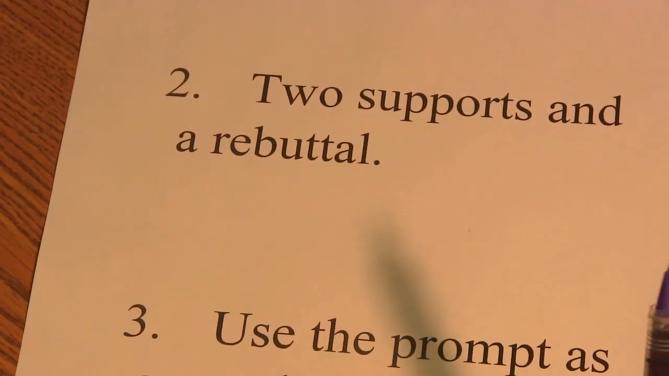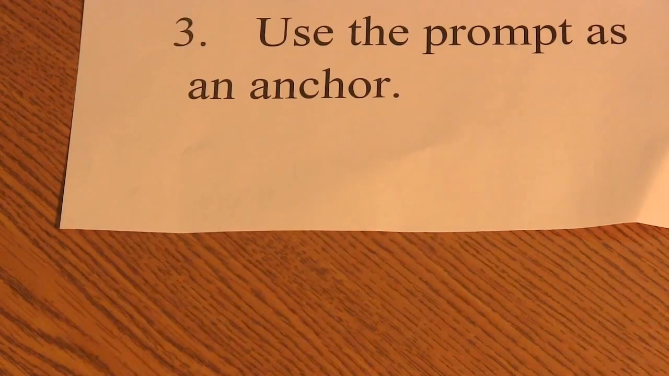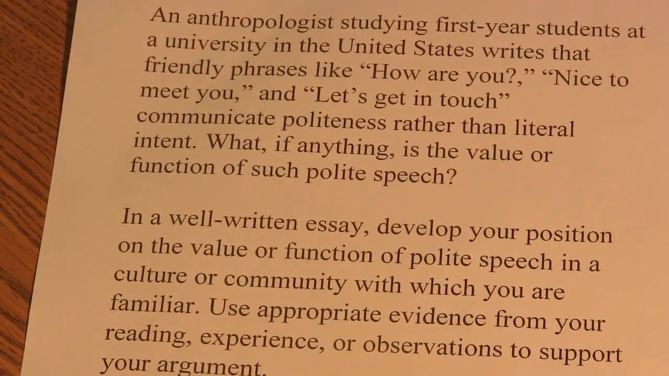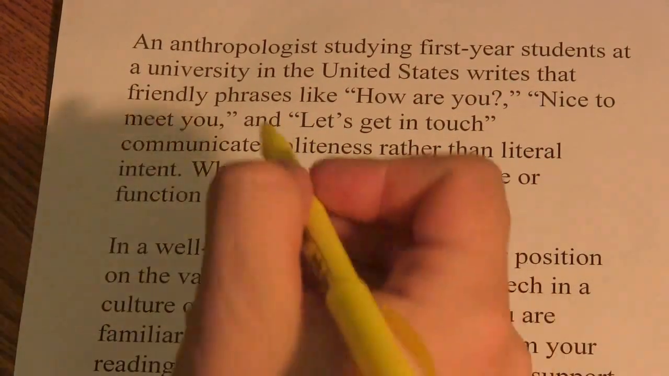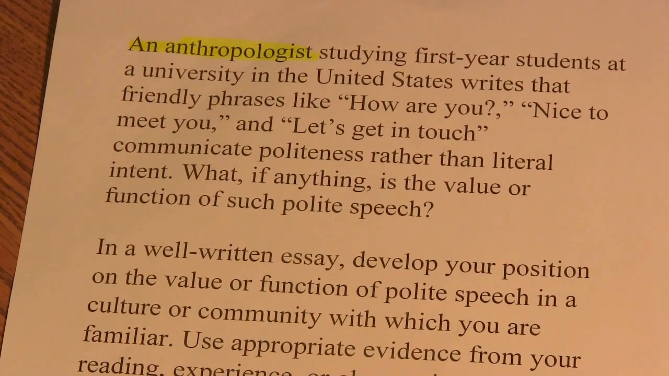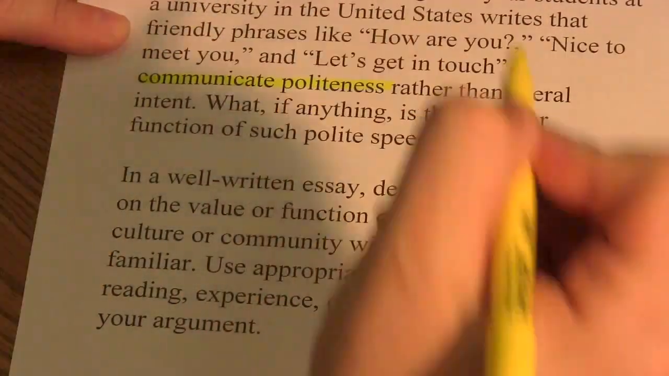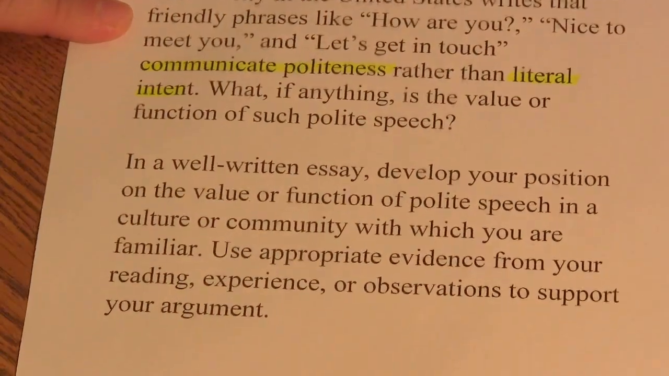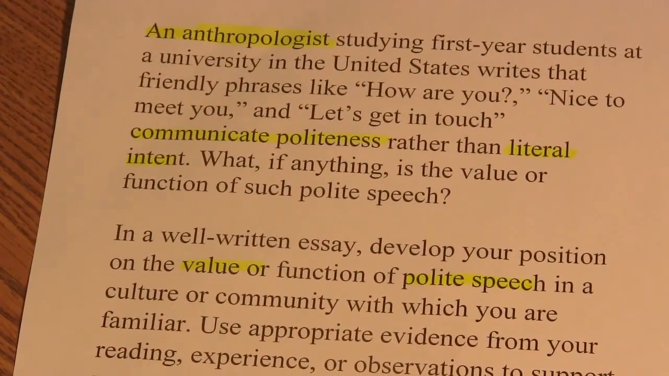So now you have your two supports and a rebuttal. And you've already written your intro paragraph. Now, the third part, and this is really where it ties all together, is this idea of using the prompt as an anchor. And what I mean by that is very simple. You want to make sure as you are reading the prompt that you are picking out certain words and phrases that you can refer back to. So this prompt is unusual in that they don't give you a person who said the quote, they just refer to an anthropologist. But of course, you could talk about that anthropologist in your response, and it would make you seem very engaged with the prompt. What are some other words we could have used? How about this? Communicate politeness versus literal intent. We could have also talked about the value of polite speech. So we're going to use those same words and phrases when we write our actual essay as a way of signaling that we're engaged with the prompt.